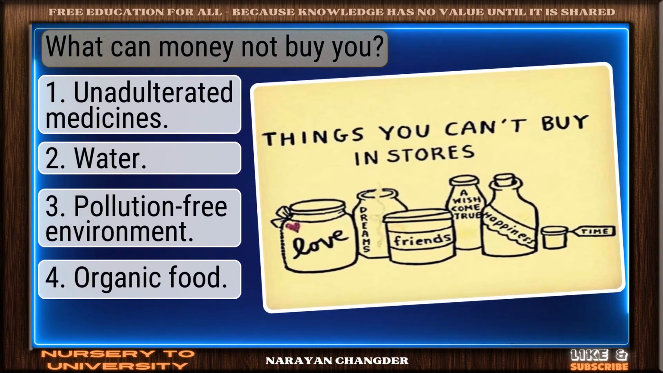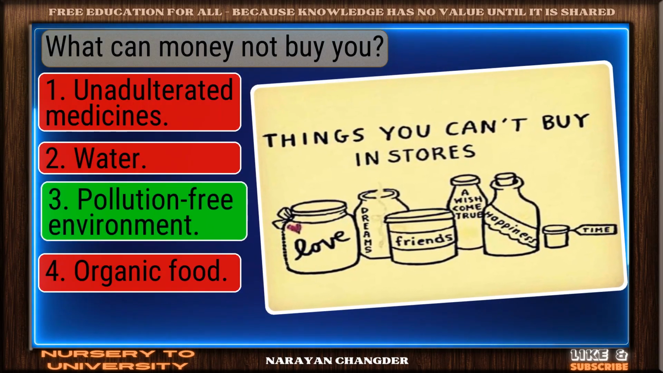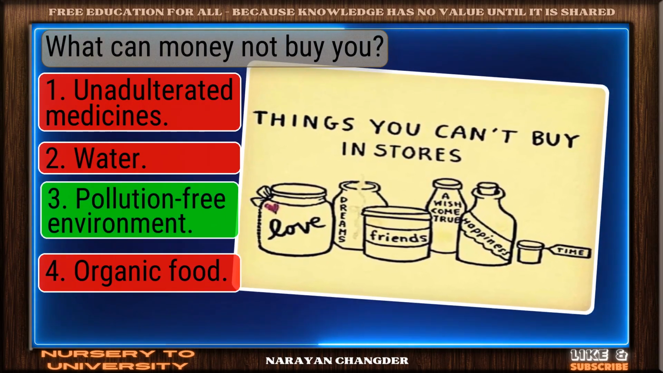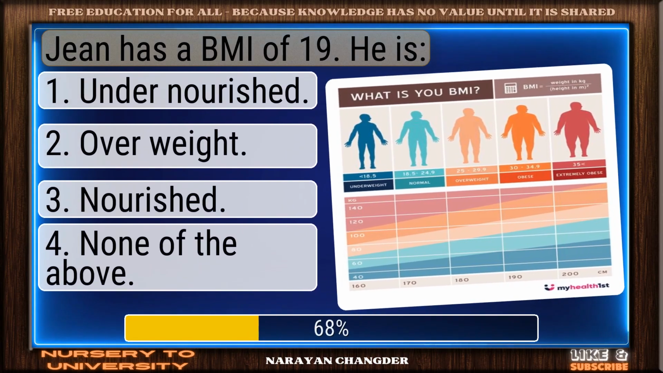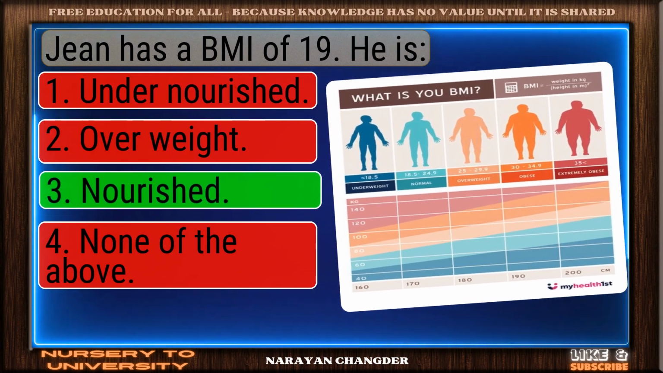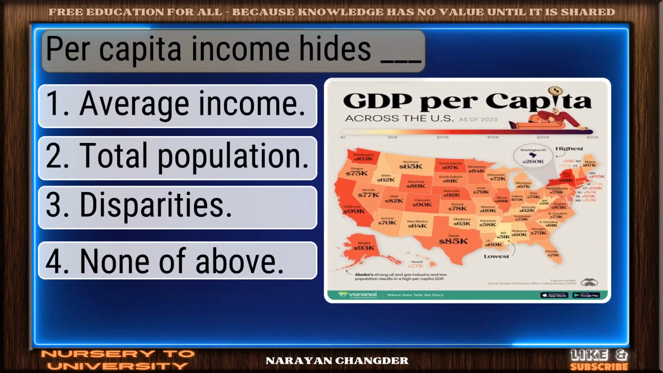What can money not buy you? Right again. Pollution-free environment is valid. Gene has a BMI of 19 years. Excellent. Undernourished is well-reasoned. Per capita income hides dash.